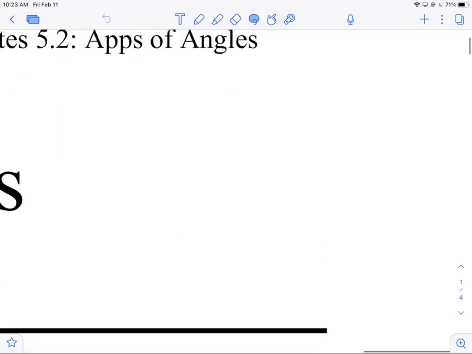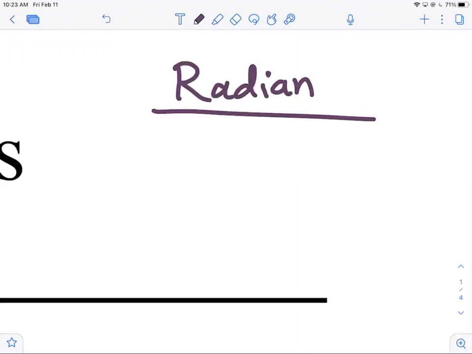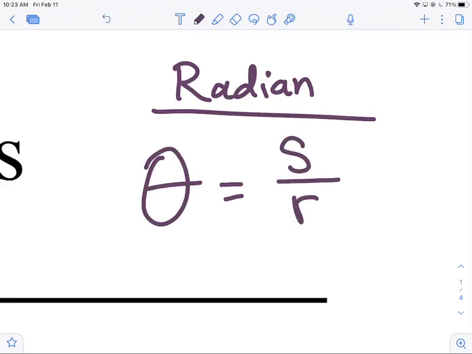But wait, let us review, okay? Remember the definition of a radian. The radian measure of an angle was theta equals S divided by R. It was the ratio of the arc length to the radius. And do you remember why we used S for the arc length instead of A?